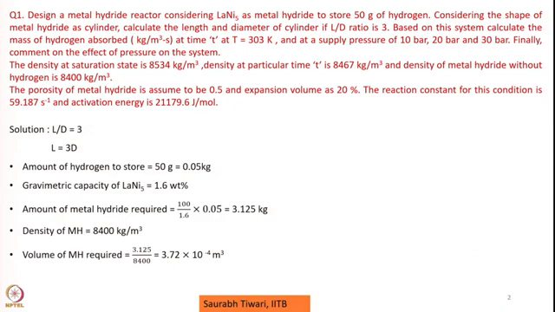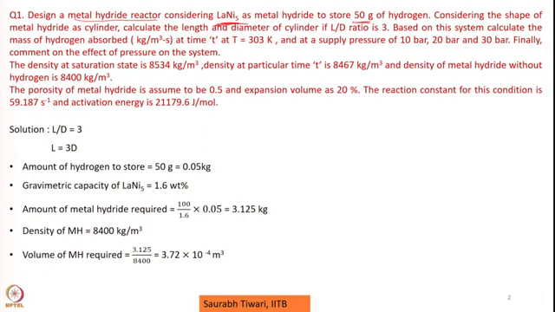In this tutorial, we will initiate with the design for the absorption case. In the question that we have seen on our slide, we have to design a metal hydride reactor which contains LaNi5 as the metal hydride. From LaNi5 we are able to understand the density of the metal hydride and the gravimetric capacity of the metal hydride. We want to store 50 gram of hydrogen. It is also given that if we consider the shape of the metal hydride reactor as a cylinder, we need to calculate the length and the diameter according to the L/D ratio, which is given as 3.